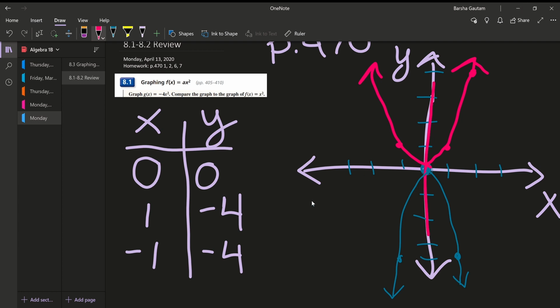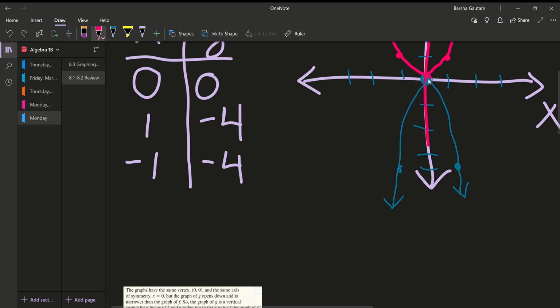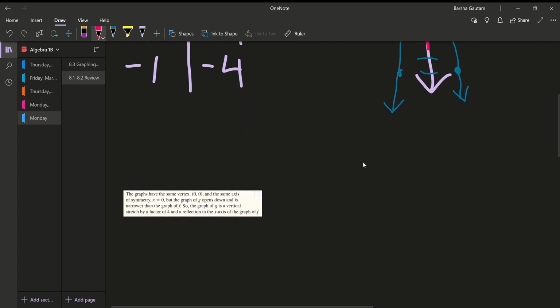And if we want to describe this, this is how you would describe it. You'd say that the graphs have the same vertex, (0, 0), right? They both cross at (0, 0), the vertex, and the same axis of symmetry, x equals 0. But the graph of g opens down and is narrower than the graph of f. So the graph of g is a vertical stretch by a factor of 4 and a reflection in the x-axis of the graph of f.